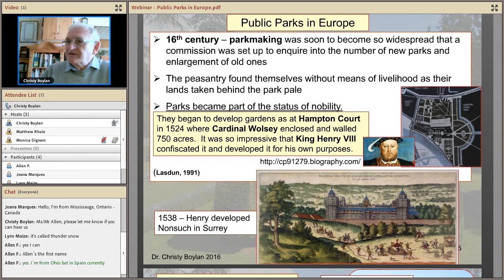In the 16th century, park making was soon to become so widespread that a commission was set up to inquire into the number of new parks and the enlargement of old ones, and the peasantry found themselves without means of livelihood as their lands were taken behind the park pale. So the parks became part of the status of nobility. And in Hampton Court in 1524, Cardinal Wolsey enclosed an area and walled 750 acres.